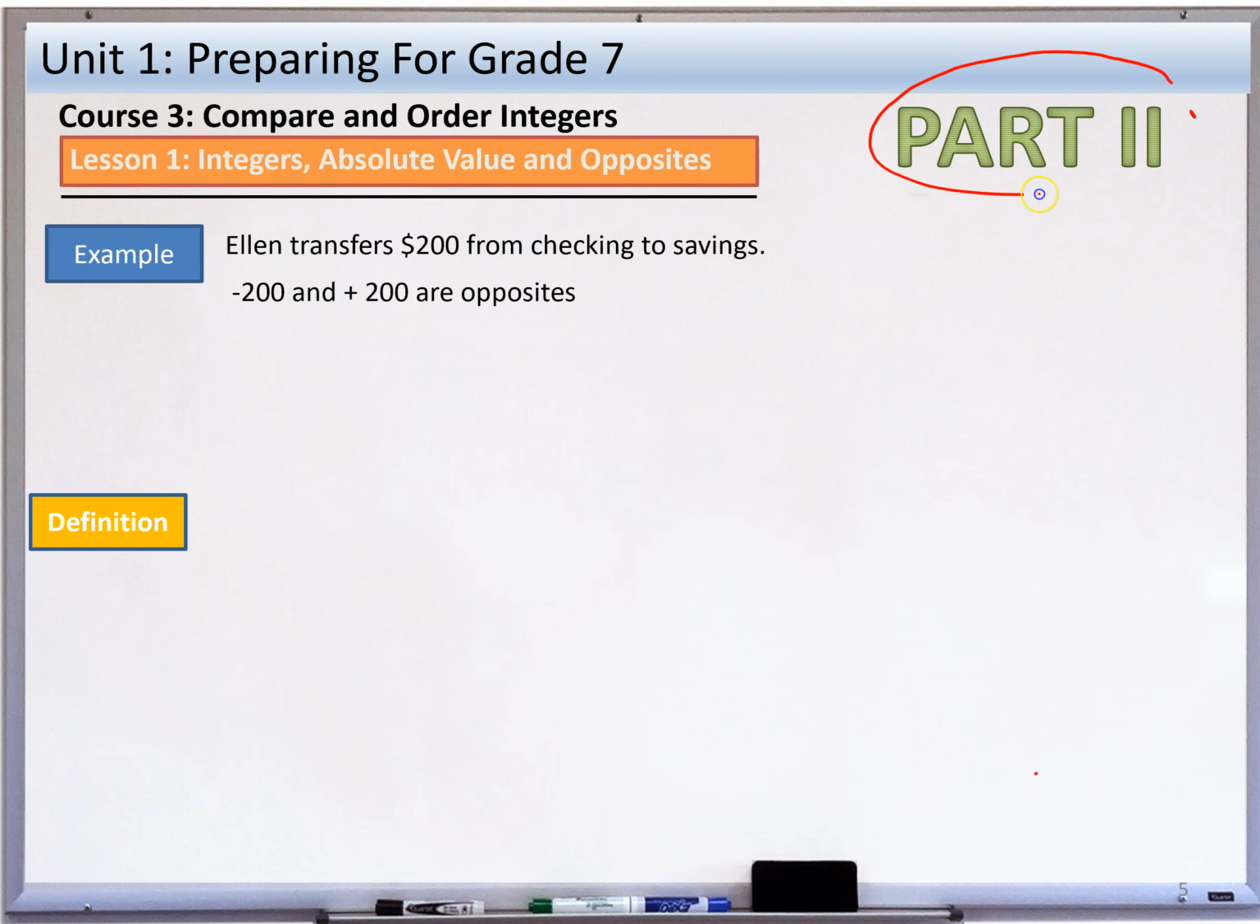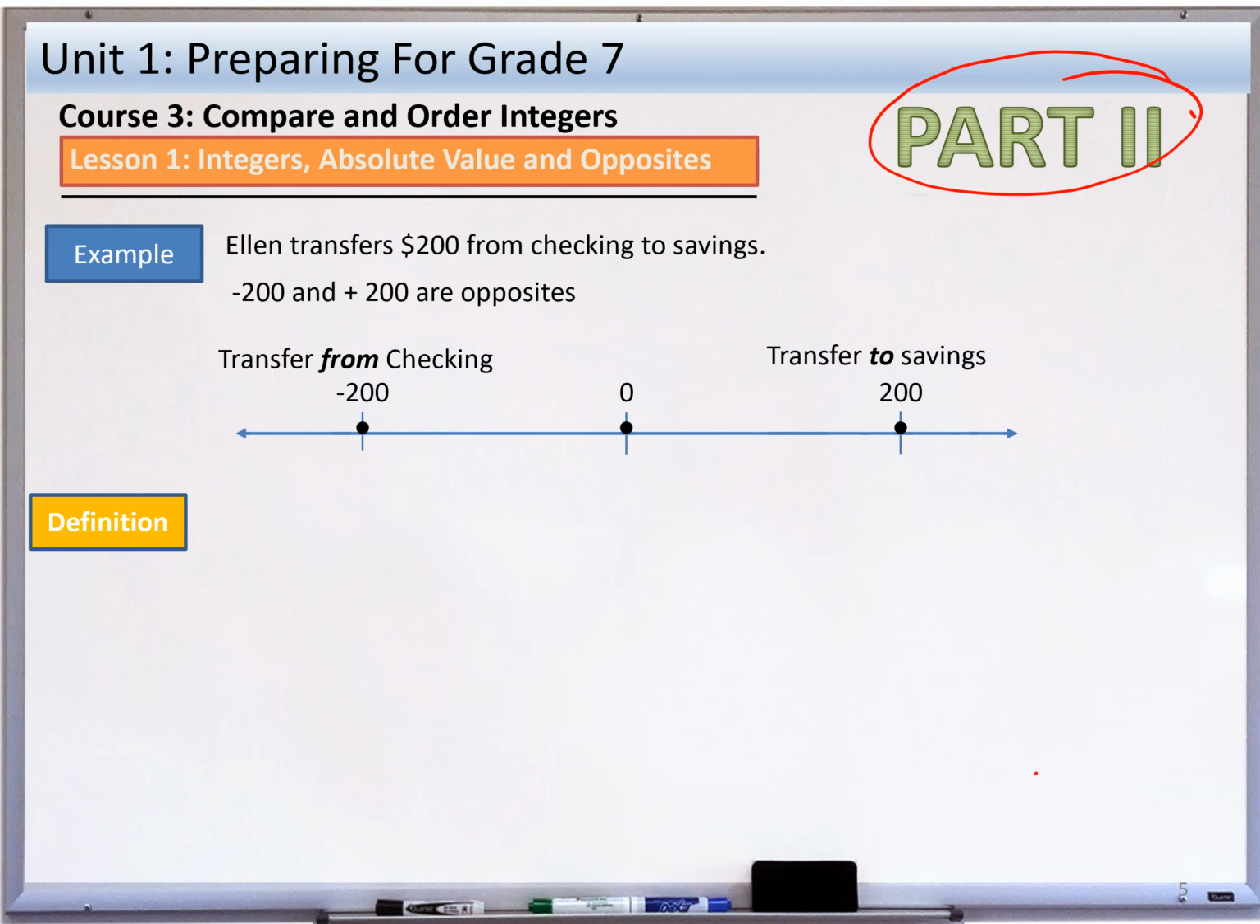Hello and welcome back to part 2 of integers, absolute value, and opposites. So we're going to use the same example. Ellen transfers $200 from checking to savings. Our new definition is negative 200 and 200 are opposites. We show we can graph them.